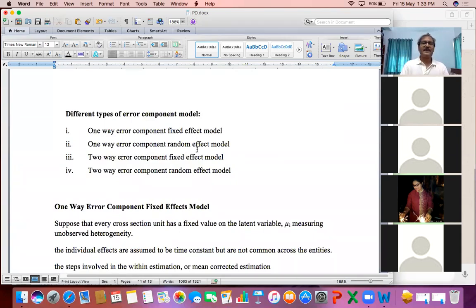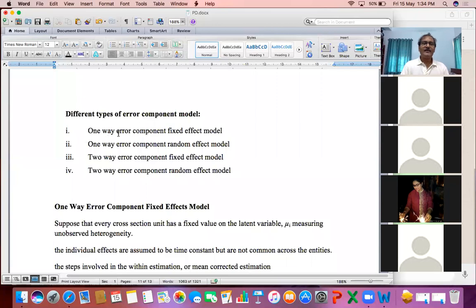of 4 types of error component model. We can divide error component model into one-way error component model and two-way error component model. Again, the nature of the error component, that is mu i, may be stochastic or may be non-stochastic. On the basis of that, we have a fixed effect or random effect. For that reason, there are 4 possible error component models.